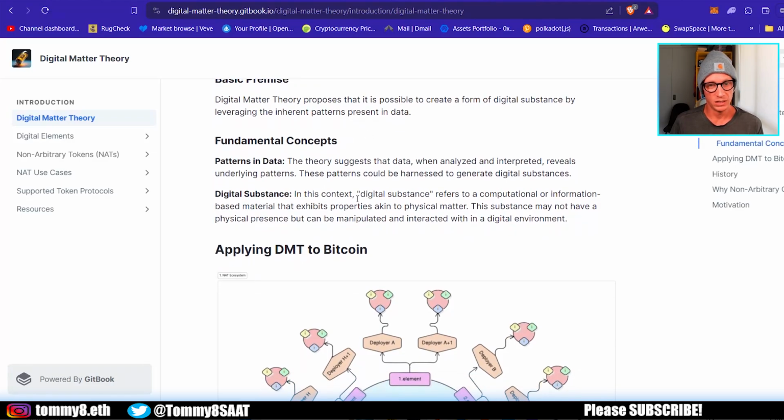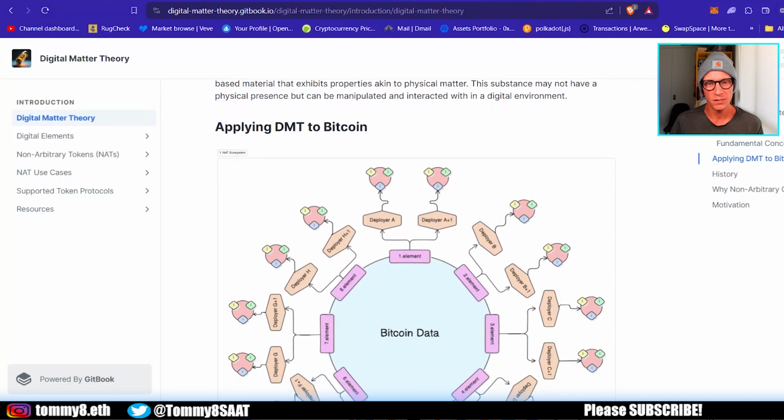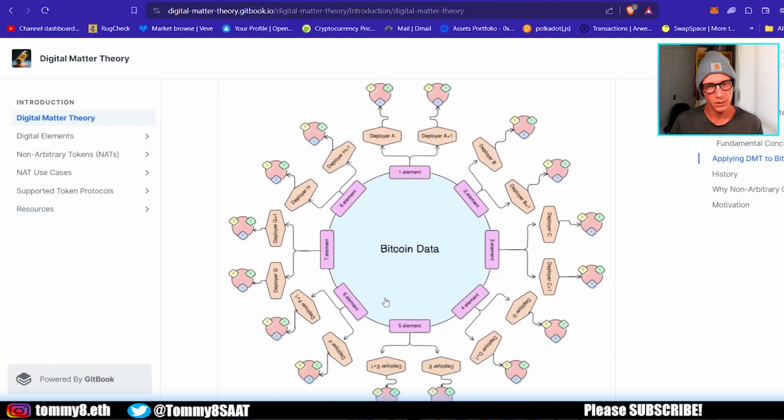Digital substance may not have physical presence, but can be manipulated and interacted with within a digital environment. So applying the digital matter theory to Bitcoin looks a bit like this. So here's your Bitcoin data, and then it branches out all like this, and that creates the pattern.